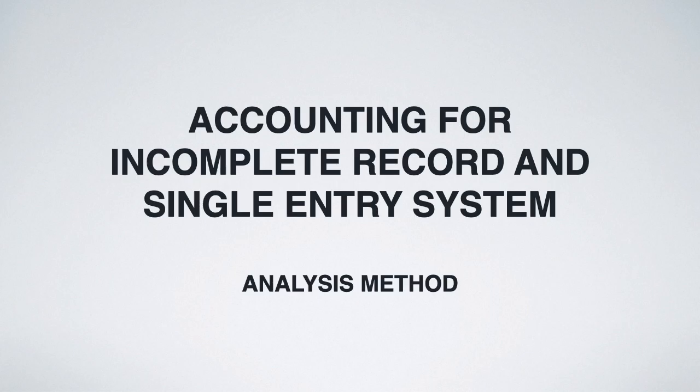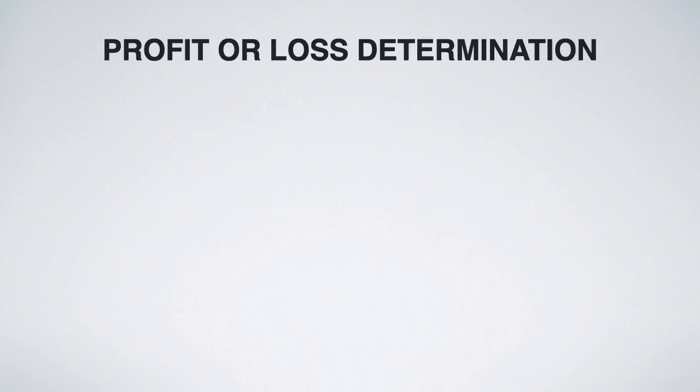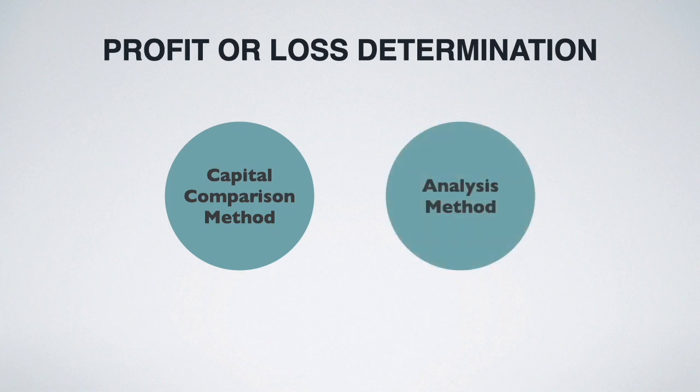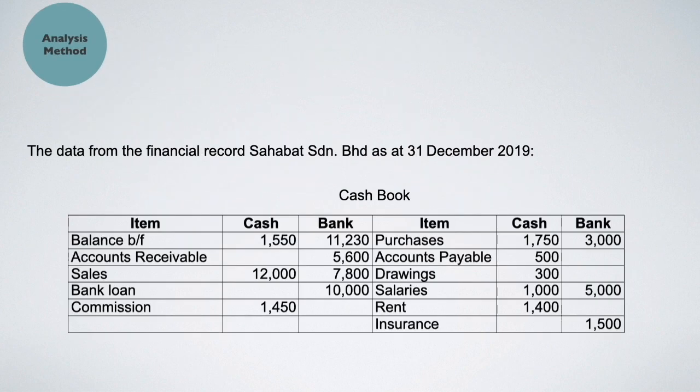So, this is the second video for accounting for incomplete record in single entry system. We will be focusing on this analysis method. And what I have mentioned in the previous video is that we have two types of method to determine the profit or loss. One is capital comparison and the second one is analysis method. So now we focus on the analysis method.